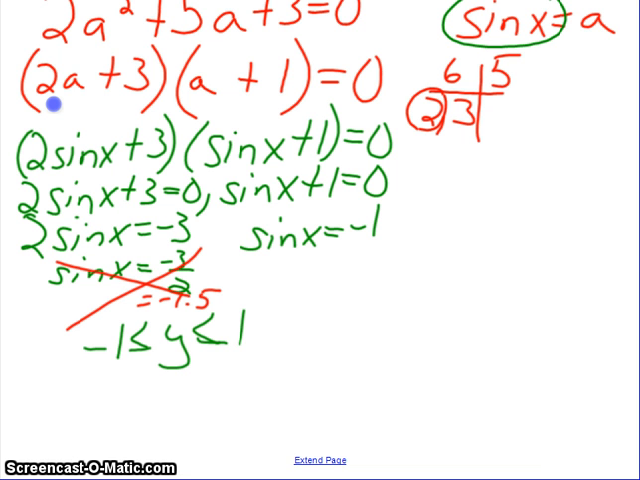The sine of negative 1, according to my trig card, the angle that will give me sine equals negative 1 is 3 pi over 2. That's a quadrantal angle, and so that's the only one that solves this equation. So there's your answer.